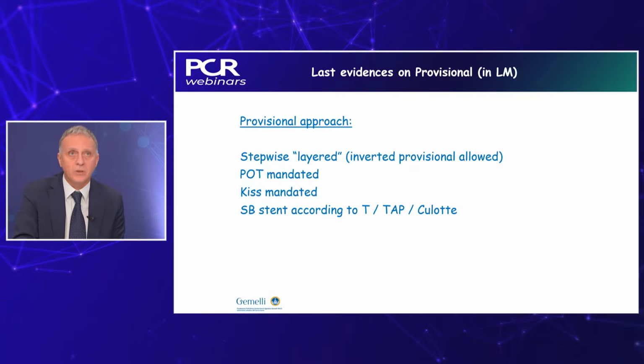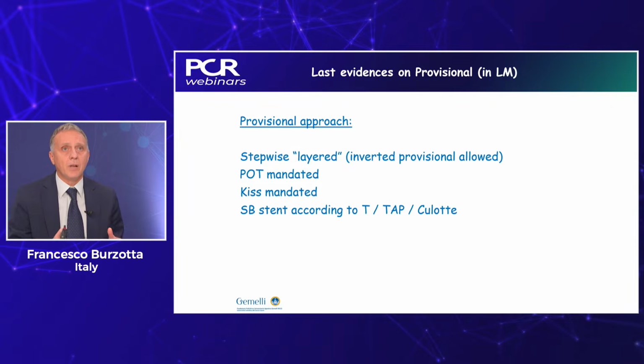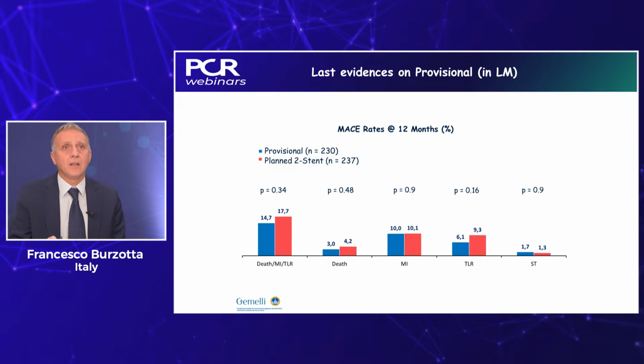And I want to highlight how the provisional approach was conducted. It was, first of all, POT mandated, kissing balloon mandated, and side branch stenting was allowed according to T-tap or culotte. So provisional was not just one stent. And the results were, let's say, neutral, but you see the bar, there were comparable clinical results at 1 year.